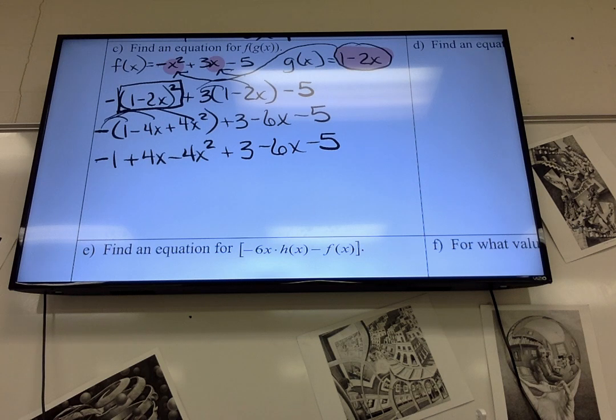Okay, so then we combine like terms. So I have a negative 4x squared. I have positive 4x and negative 6x, which makes a negative 2x. And then minus 1 plus 3, which is 2.